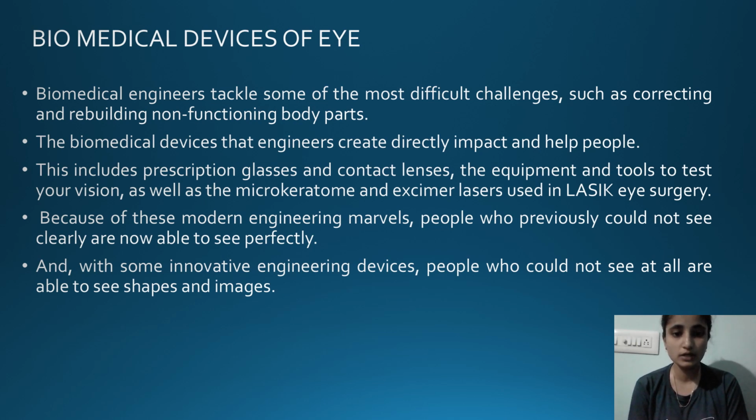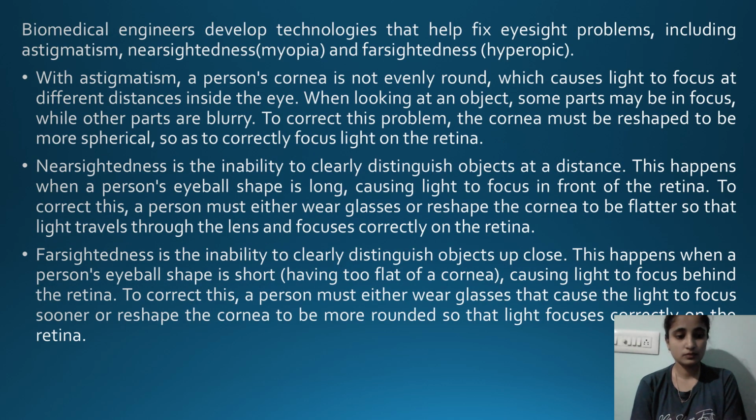Because of these modern engineering marvels, people who previously could not see clearly are now able to see perfectly. And with some innovative engineered devices, people who could not see at all are able to see shapes and images. Biomedical engineers develop technologies that help fix eyesight problems including astigmatism, nearsightedness and farsightedness.